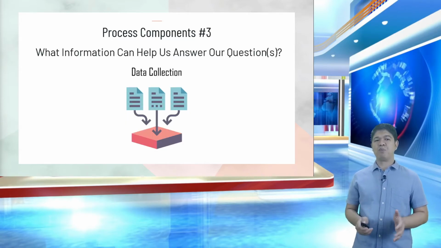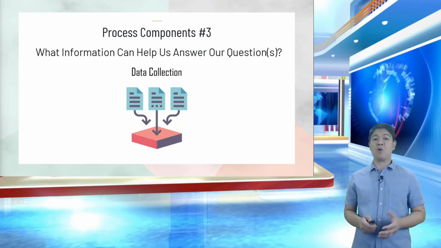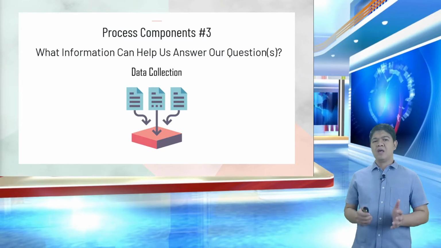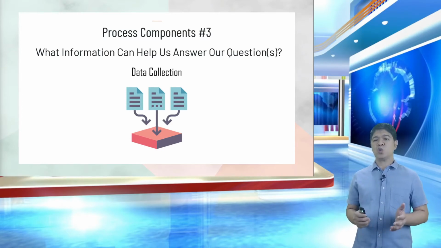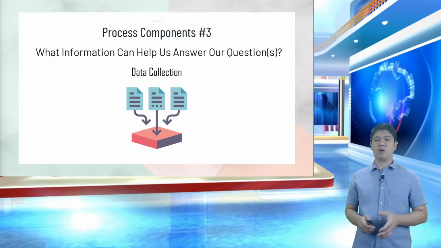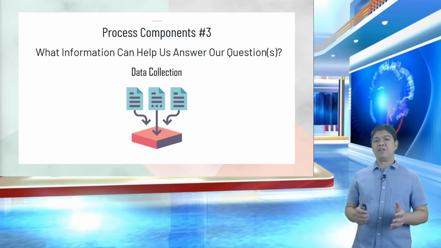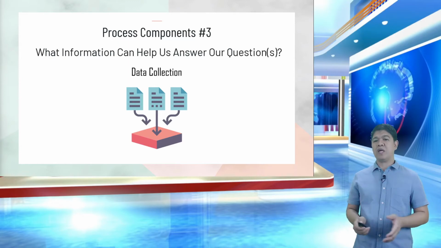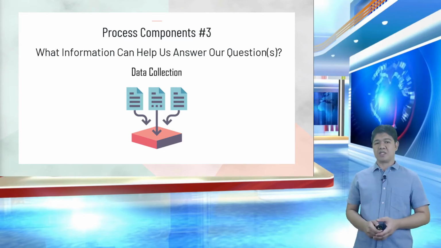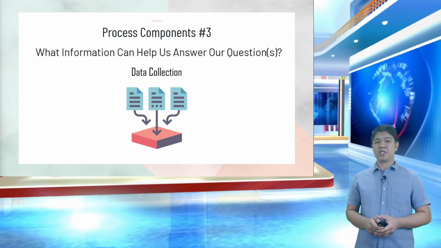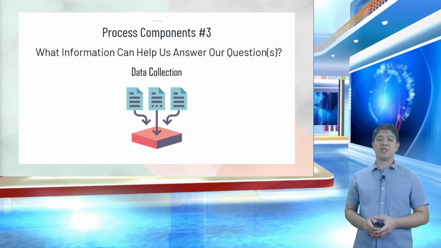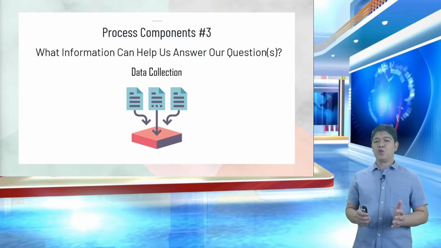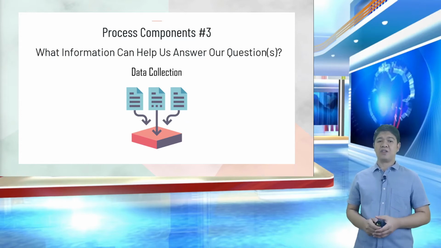We have process component number 3. So what information can help us answer our questions? Data collection is a process in and of itself, in addition to being a part of the larger whole. Data come in many different types and can be collected from a variety of sources. So these are the following sources. It could be in the form of observations, questionnaires, interviews, documents, tests, and others.